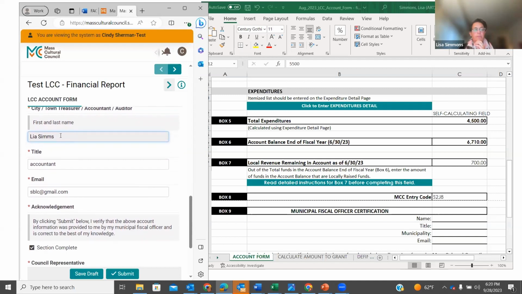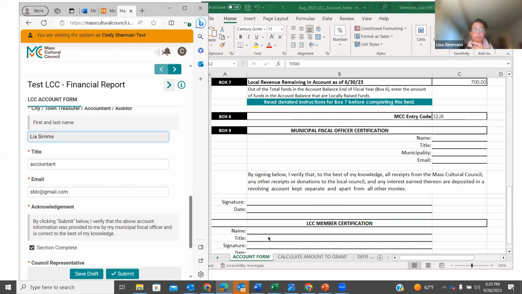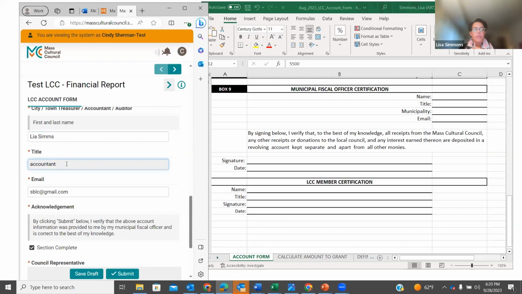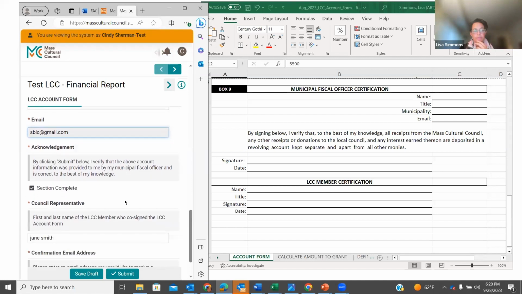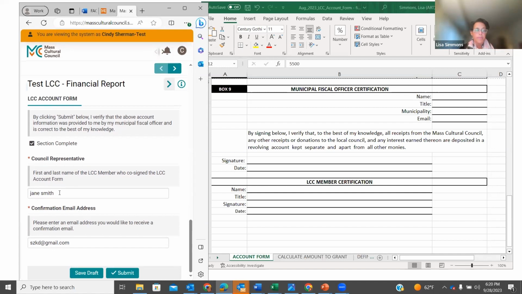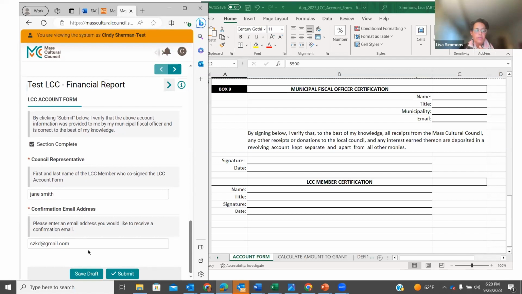You're going to put the town accountant's name, which they will have filled out here and done the certification. The title, whether they're the accountant, the fiscal officer, whatever that is, their email address, just in case we need to get in touch with them. We're going to click that the section is complete. And then this is where the LCC member who's co-signing and working with the municipal fiscal officer will put in their name, and then we just need a confirmation email address.